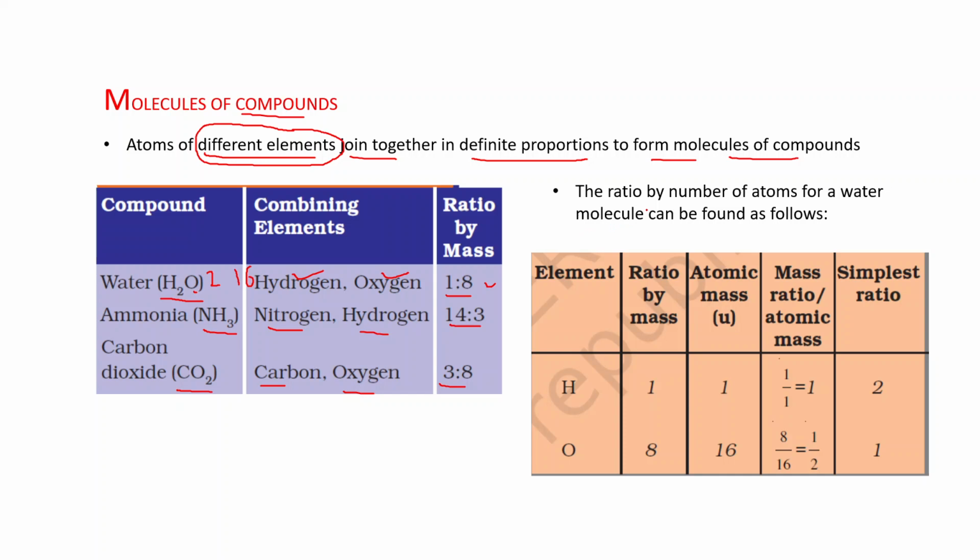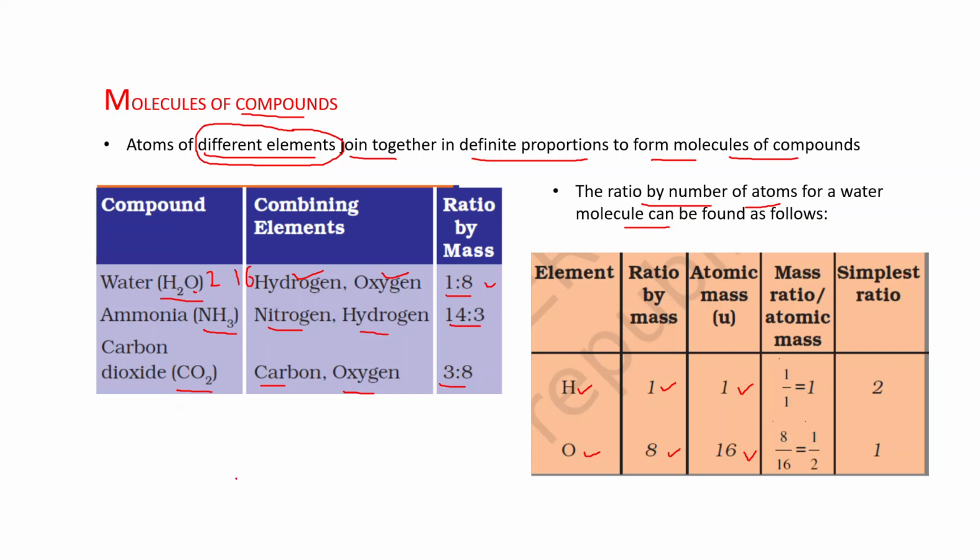But there is another way to find the ratio by number of atoms. For a water molecule it can be found as follows. In water, 2 elements are present, hydrogen and oxygen. The ratio by mass is 1 and 8. And the atomic mass, we know, for hydrogen is 1 and for oxygen is 16. Now we take the mass ratio divided by atomic mass.